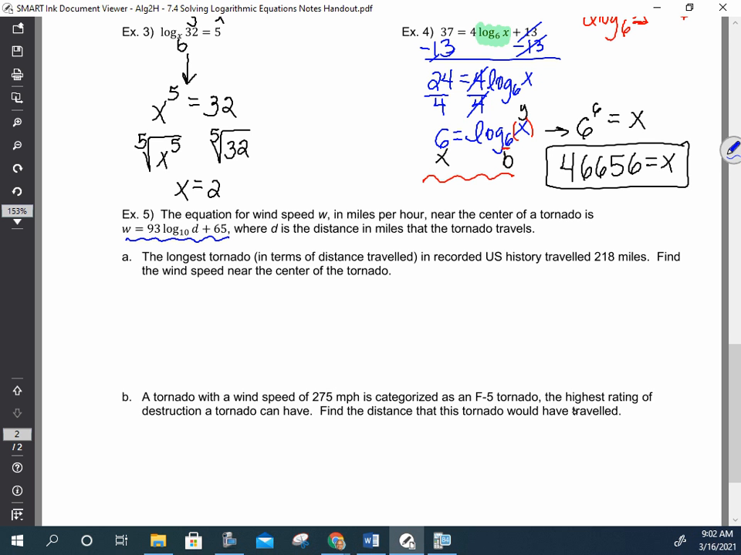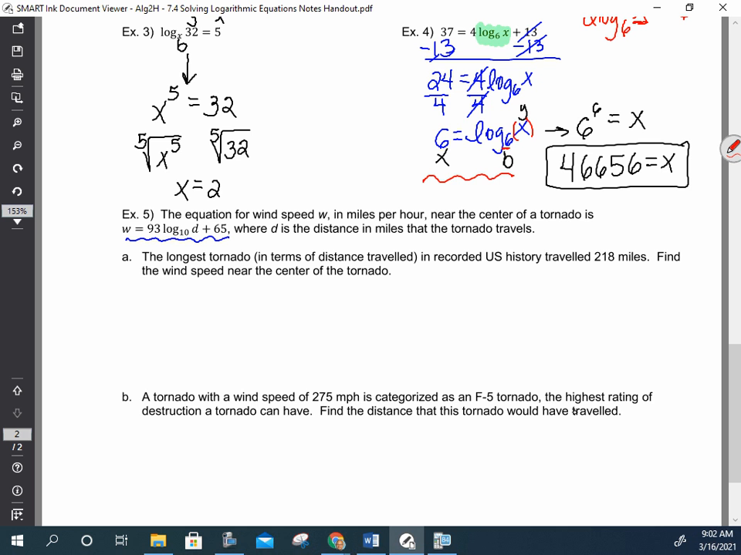D is the distance in miles that the tornado travels. So luckily, thank God, I've never had to deal with a tornado. Don't want to deal with a tornado, don't have time for all this. I have dealt with a hurricane. I've been inside of a hurricane. Don't want to deal with that for you.